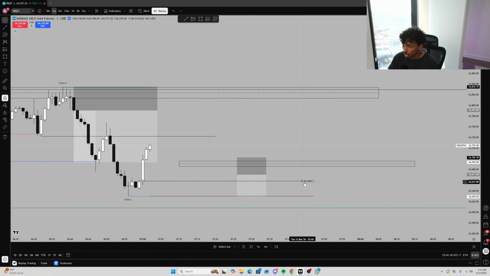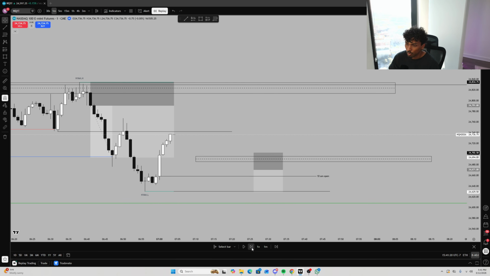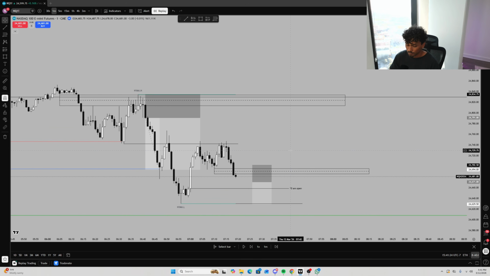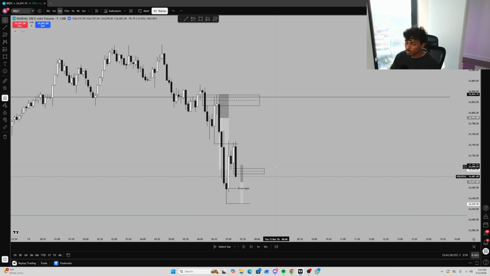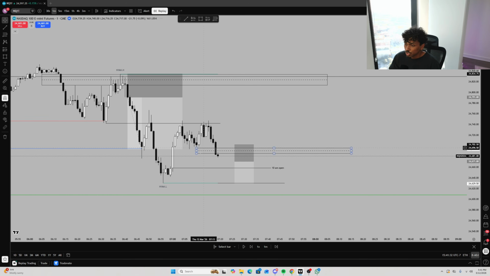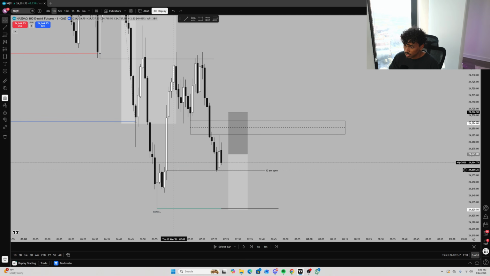Again, note that we have 10 a.m. open right here. So I want you to see what price ends up doing in this area, right? 15-minute time frame, do we still have anything? Okay, no. 5-minute time frame, do we have anything? Also, no, right? So we go back lower. Look at what we do. We tap into the 10 a.m. open. We respect it, and then we manipulate higher after this, okay? This is where we get our entry.